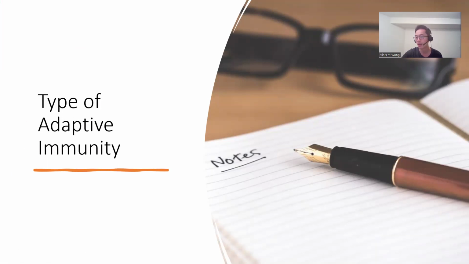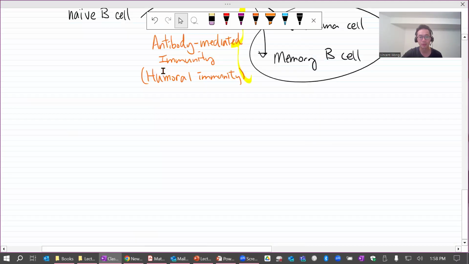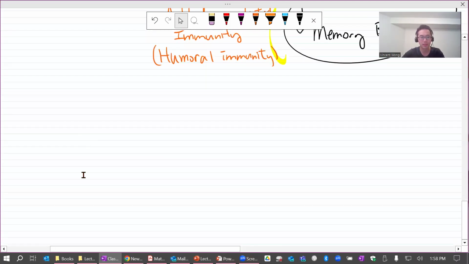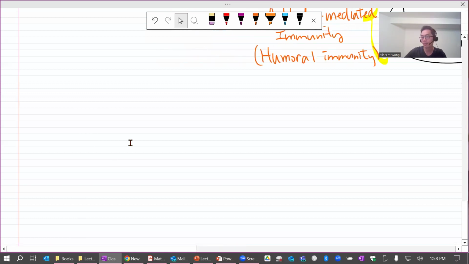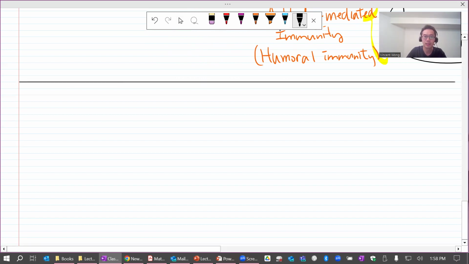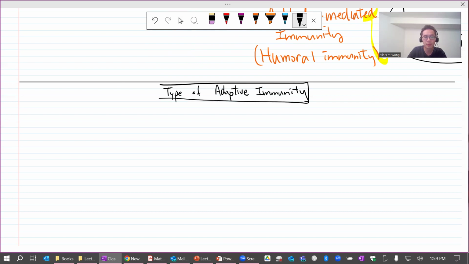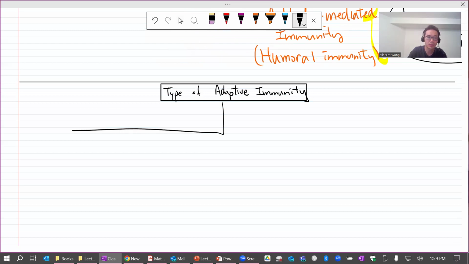Another note, type of adaptive immunity. So here we go. This one is not too bad. This one is just going to take maybe 20 minutes or something. So here we go. Type of adaptive immunity. Middle of the page, please. And then we're going to separate it into two categories.